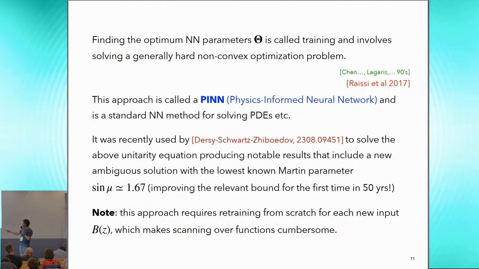Also note that this approach requires retraining from scratch for each new input B that you give me. So every time you give me a new B, I have to solve the problem from the beginning, right? Which is a time-consuming process.